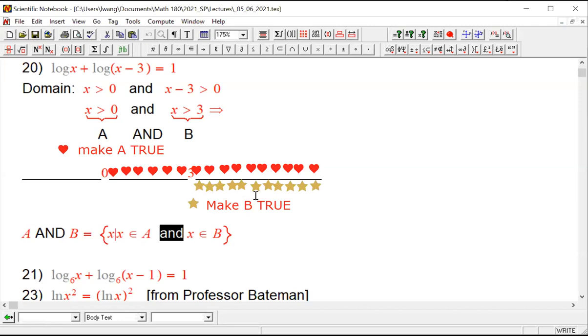Okay? That's why our final answer after combining these two is X larger than 3. Because you can see X larger than 0 will include all of these numbers larger than 0, including 3, including numbers larger than 3. A lot of these numbers will not make statement B true. Actually, in fact, all of these numbers will not make statement B true. And they have to be out. Okay? Yes?